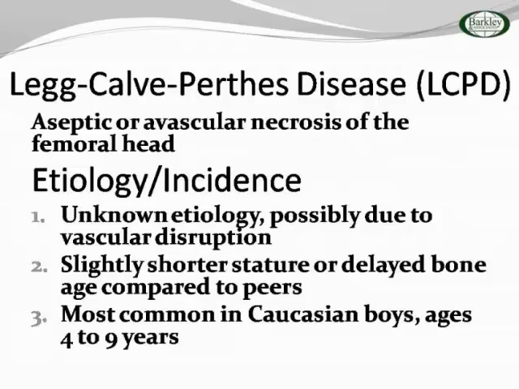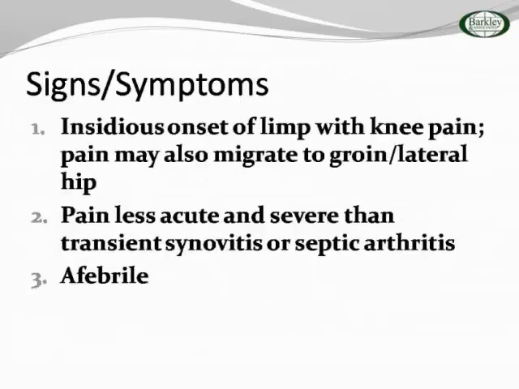This is an interesting one. It's an aseptic avascular necrosis of the femoral head. So that means that in a child, we really don't know what's causing it, but it does have some vascular disruption, and the child may appear shorter in stature compared to their peers. Usually it's young children, say 4 to 8, somewhere in that range. We also think about, this is a child that starts to limp, and it's an insidious limp with knee pain.